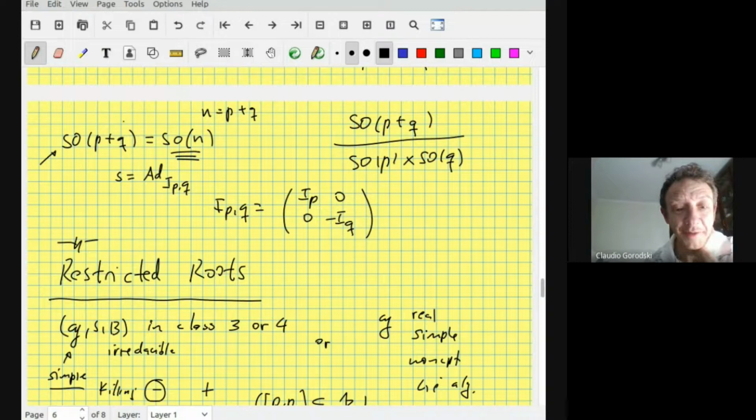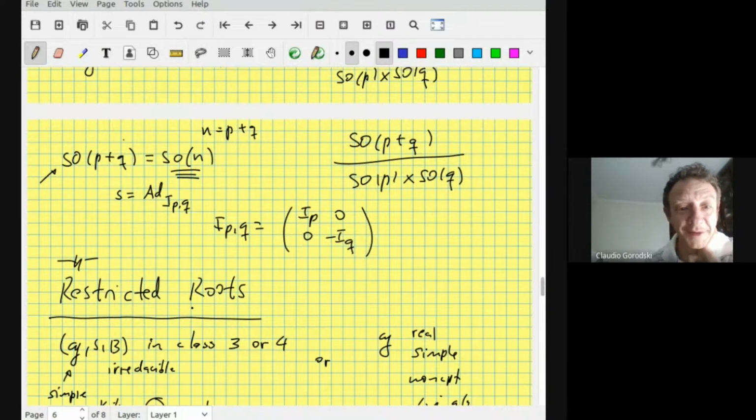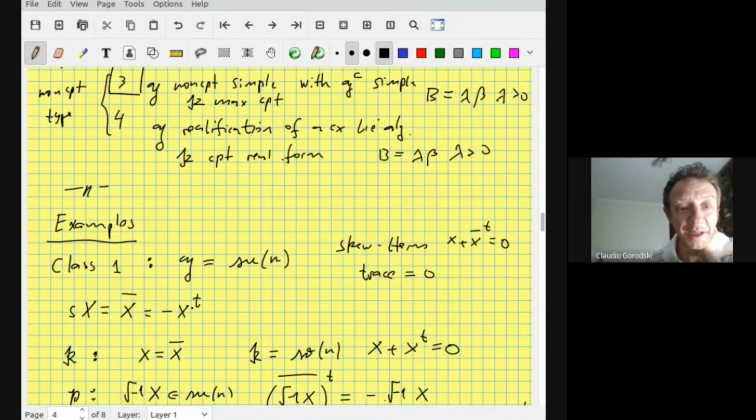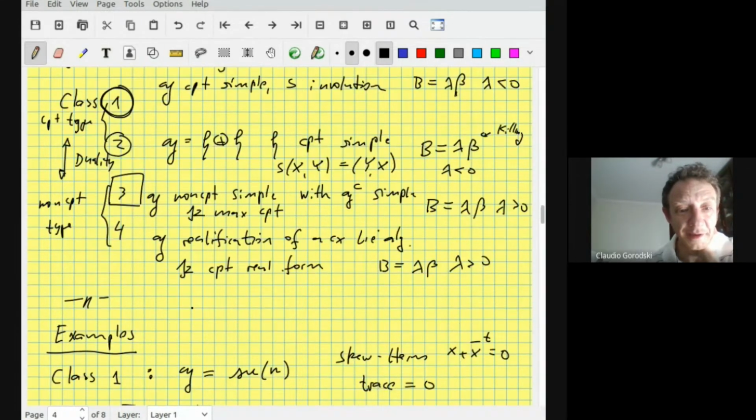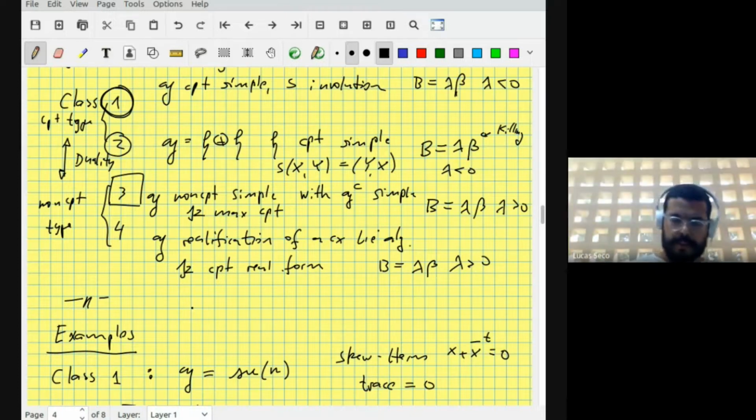I mean, of course, you have class 4 here, which depends on the existence of a compact real form somehow. But yeah, I don't know, it just came to my mind.